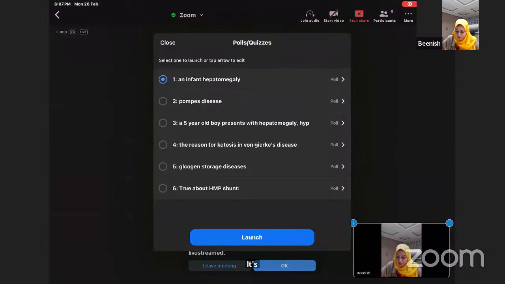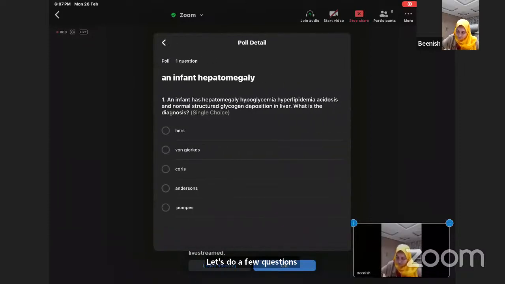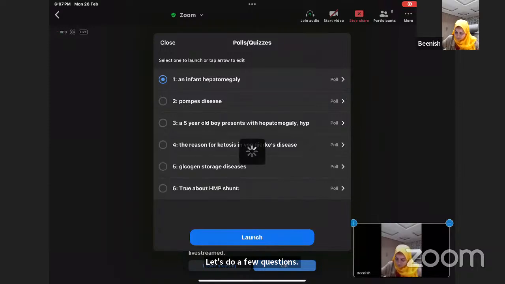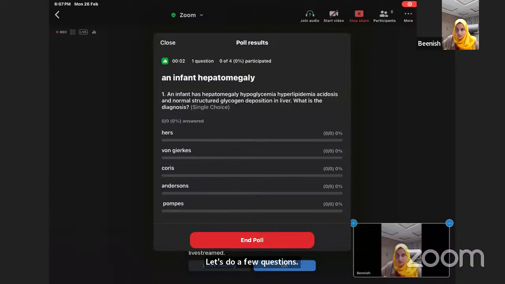Let's do a few questions. An infant has hepatomegaly, hypoglycemia, hypolipidemia, acidosis, and normally structured glycogen deposition in the liver. What is the diagnosis?